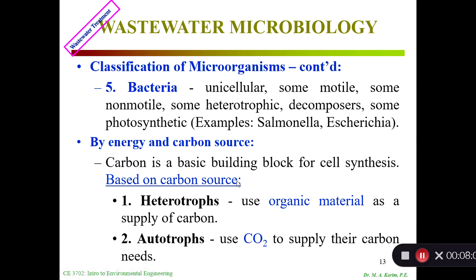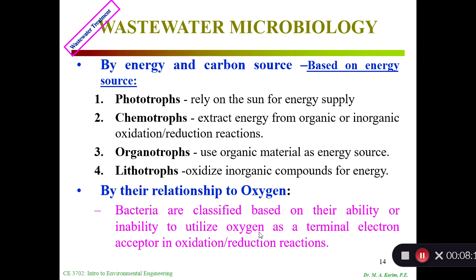By energy and carbon source. Based on the carbon source, the microorganisms can be classified into 2 groups: heterotrophs and autotrophs. Heterotrophs use organic material as supply of carbon. Autotrophs use carbon dioxide to supply their carbon needs. Then based on the energy source, there are 4 different types. Phototrophs rely on the sun for energy supply. Chemotrophs extract energy from organic or inorganic oxidation reactions. Then organotrophs use organic matter as energy source. Lithotrophs oxidize inorganic compounds for energy.